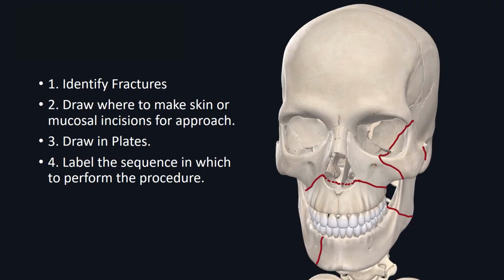To start off, I'd like you to print out the picture of this fracture pattern, and I'd like you to think about these questions. First, identify the fracture that you're seeing. Number 2, I'd like you to draw the type of skin or mucosal incision that you'll make, and then also draw in plates that you think is appropriate for that fracture. Next, think about the sequence in which individual plates will be applied.